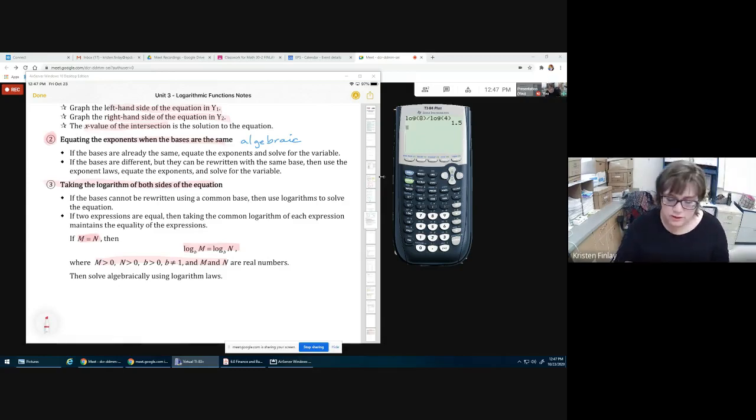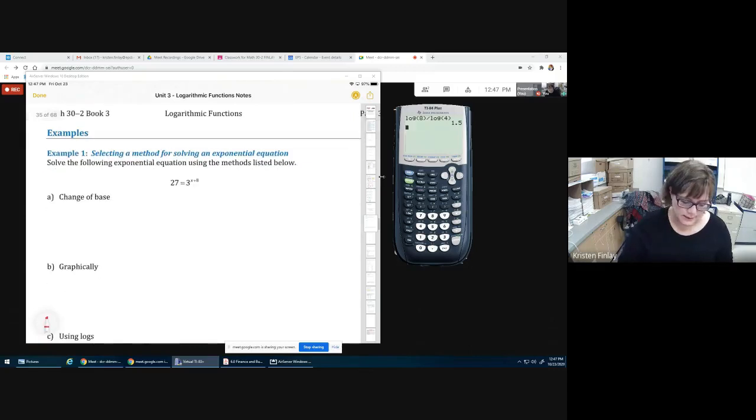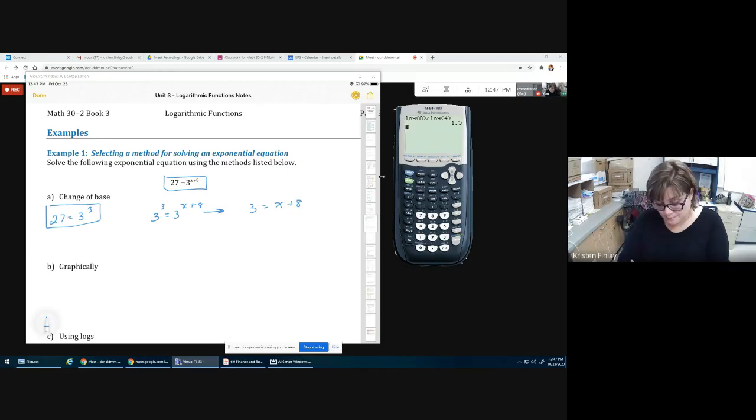Okay, so we're going to do some examples because examples is how we learn. So here we're going to solve the following exponential equation, and we're going to use all three methods. So first one we can do is the change of base, right? 27 is equal to 3 cubed, and we have the other side being 3 already. So we can rewrite 27 as 3 cubed is equal to 3 to the x plus 8. From there, that means 3 is equal to x plus 8. We rearrange to solve for x. So x will equal -5.